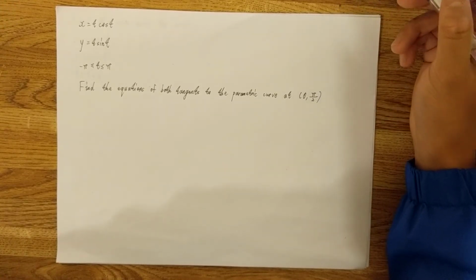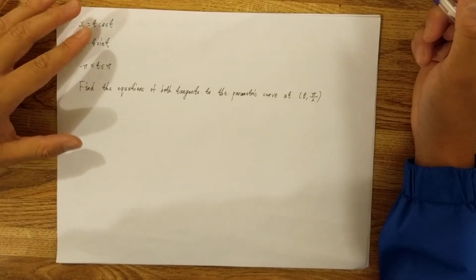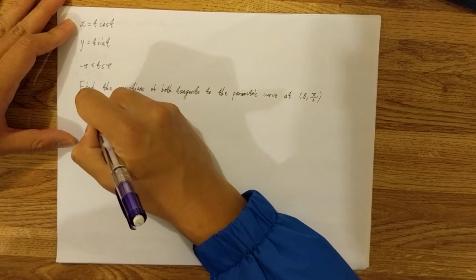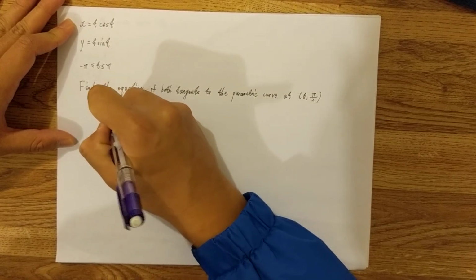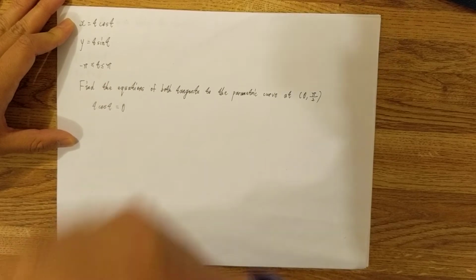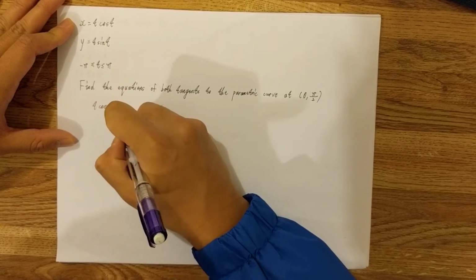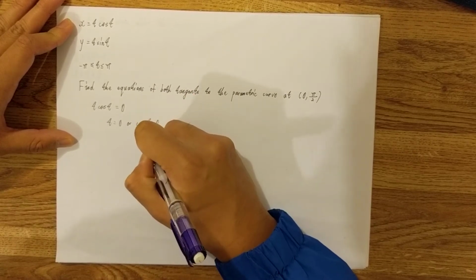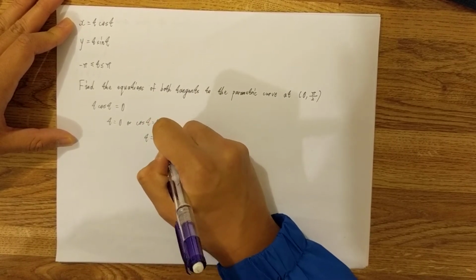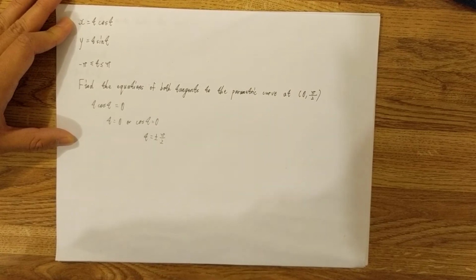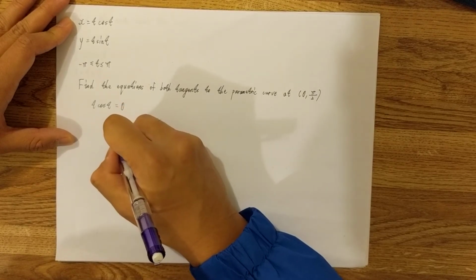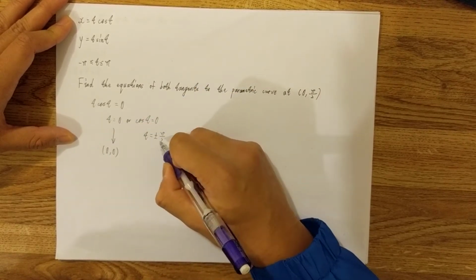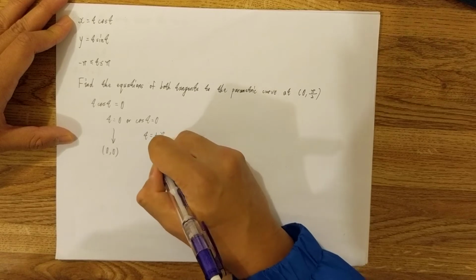We first find values of t which correspond to this point. At this point, t cosine t equals 0. Therefore, either t is 0 or cosine t is 0. When cosine t is 0, we have t equals positive or negative pi over 2. When t is 0, the corresponding point on the curve will be 0 and 0. But when t equals positive or negative pi over 2, we have the corresponding point 0 and pi over 2.